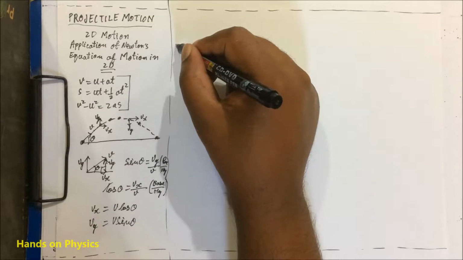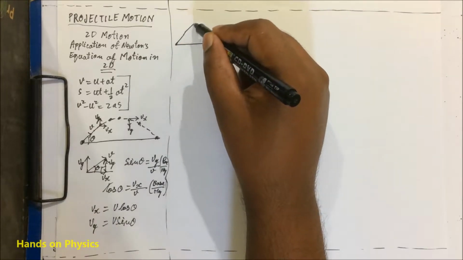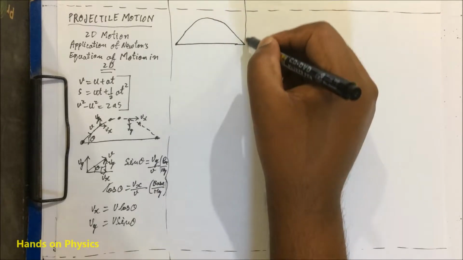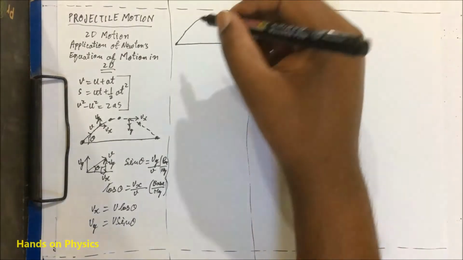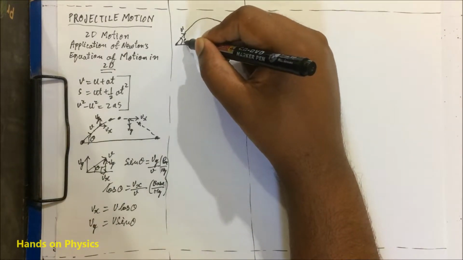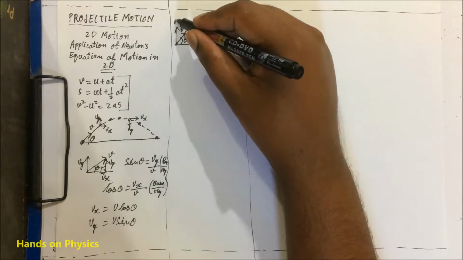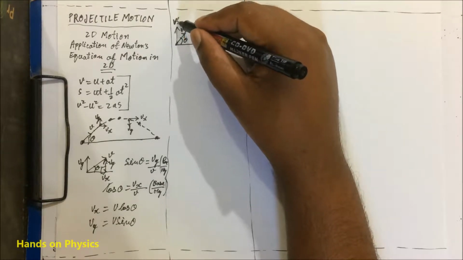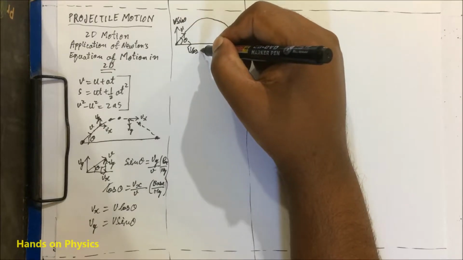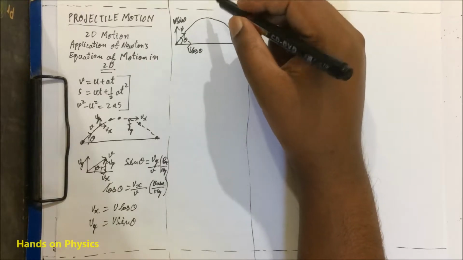Now let's apply it to the projectile. We've thrown the projectile like this, it went up and came down here. If this velocity is v and this angle is theta, the initial velocity in the y direction is v sine theta, and in the x direction is v cos theta. There is an acceleration acting downwards.